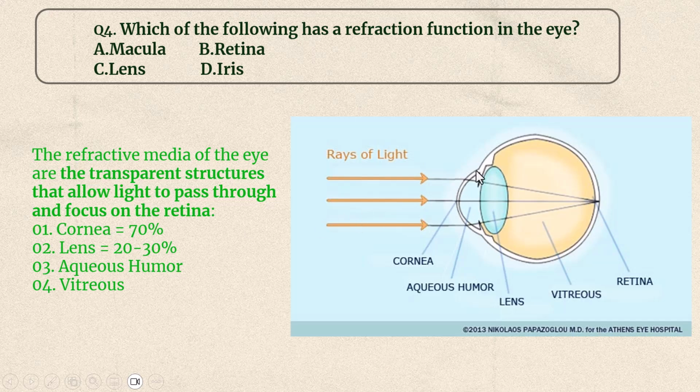The second one is the lens, other 20 to 30% refraction done by the lens, and the aqueous humor, the fluid in the front chamber, and the vitreous humor, that is fluid in the back side, or that this fluid maintain the globe of the eye. These two also helps the refractory function. So main refractory parts are cornea, that belongs to 70%, and the lens is belong to 20 to 30%. So in this question, the answer is C, that is lens.